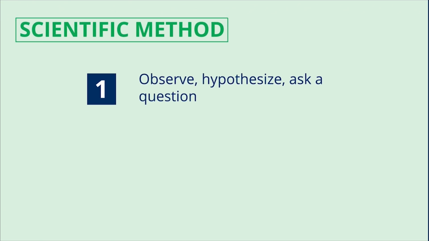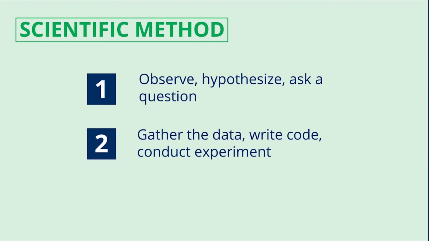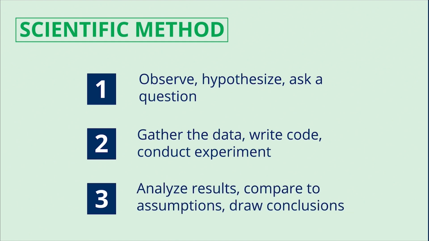We start by simply observing the market, forming a hypothesis, and asking a question. Next, we gather our data, we write some code, and we conduct the experiment. Finally, we analyze those results and we compare them to what we thought might happen and draw some conclusions.